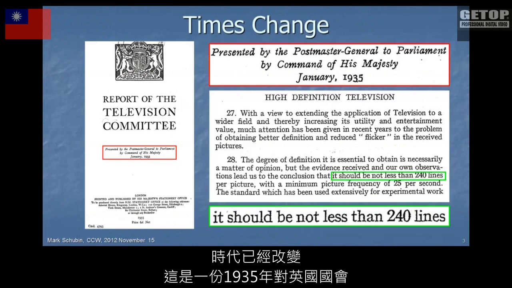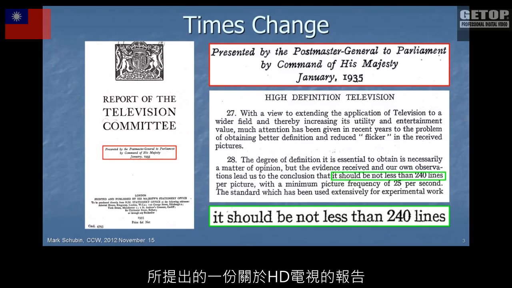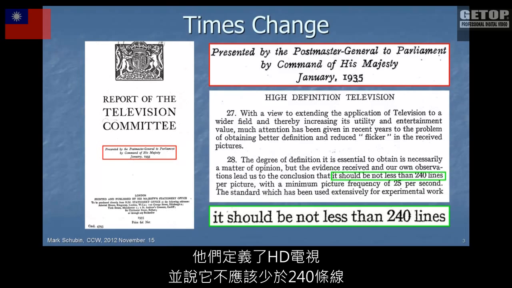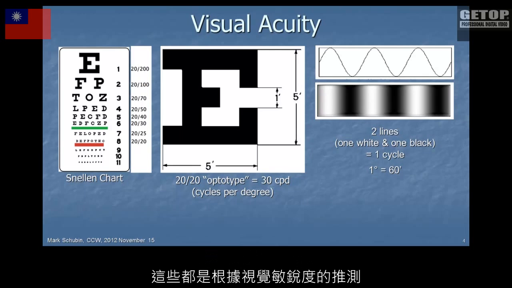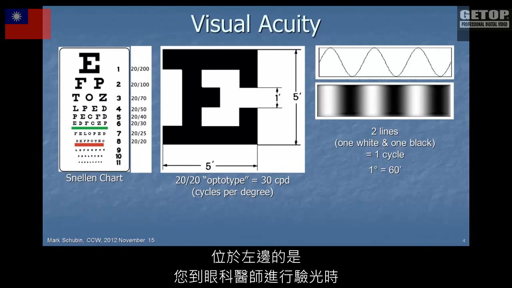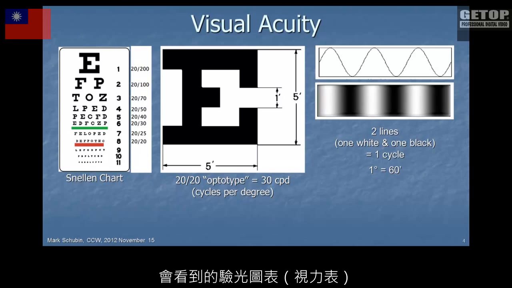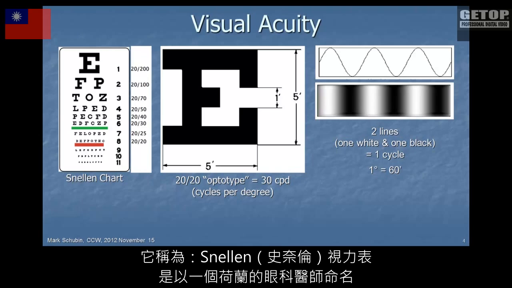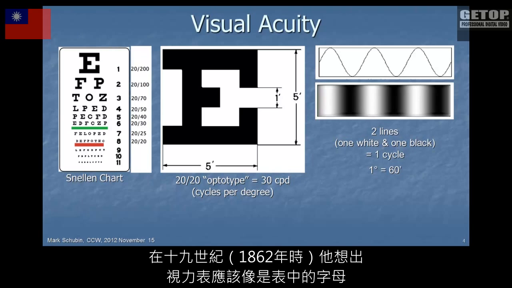Okay, times have changed. This is a report that was issued in 1935 to the British Parliament about high-definition television. And they define high-definition television and say it should be not less than 240 lines. Now, all of this is based supposedly on visual acuity. The thing at the left is the familiar eye chart that you see when you go to your ophthalmologist or optometrist. It's called a Snellen chart. It's named after a Dutch ophthalmologist from the 19th century. He came up with the optotypes, what looked like characters on this chart, in 1862.